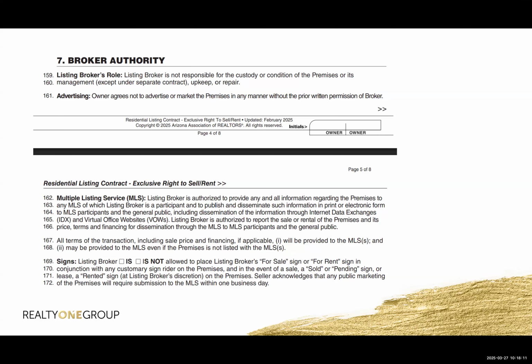Leah, I have a question about that. Okay, so that says they can't advertise or market, but can they tell their friends and family? I mean, that's advertising, isn't it? Yeah, it's considered that. That's still marketing the premises for all intents and purposes.